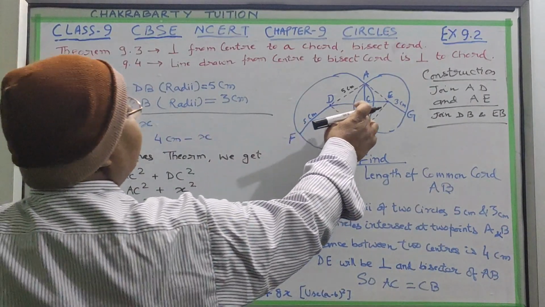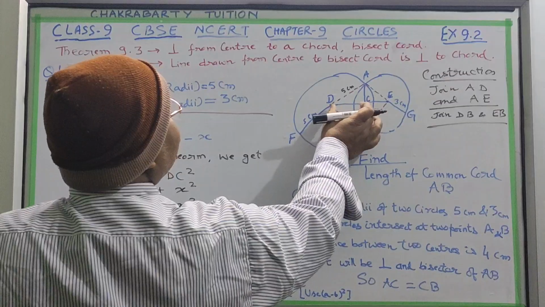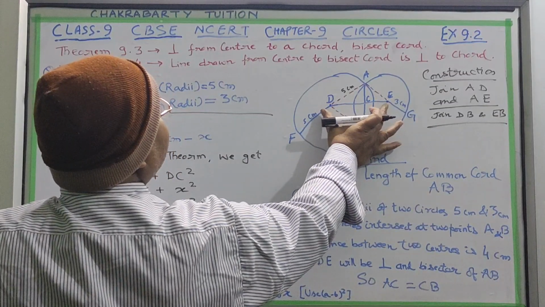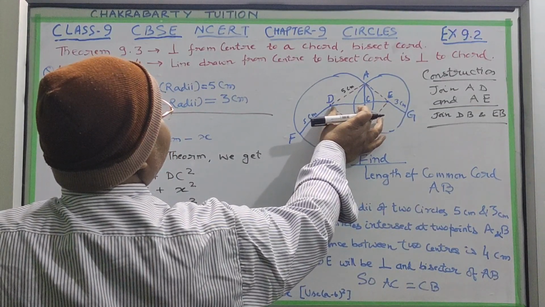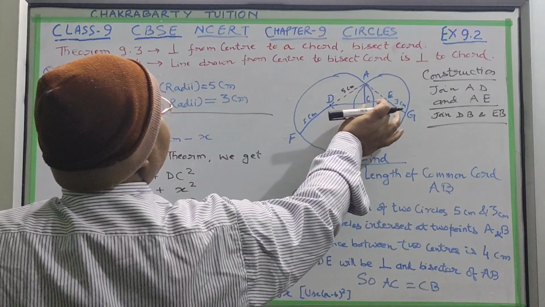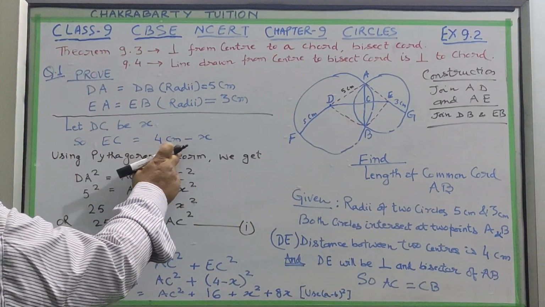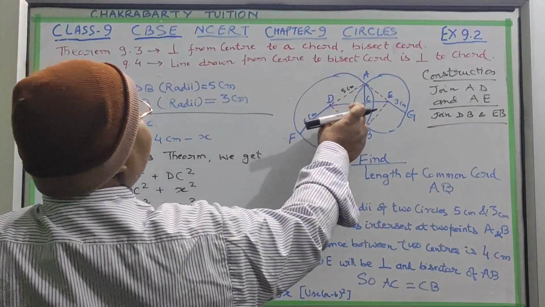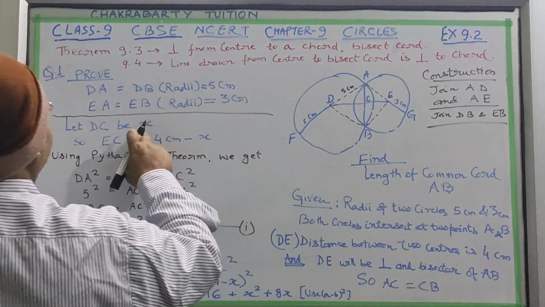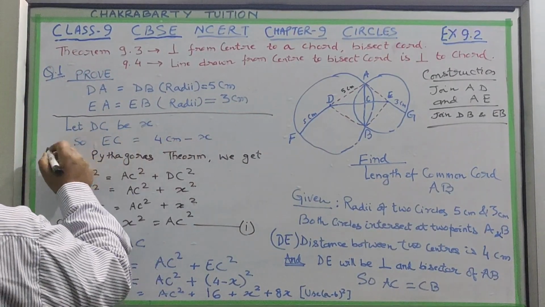So EC will be 4 minus this portion. Total is 4 centimeter. From 4 centimeter, if you reduce DC, so EC will come. So EC is equal to 4 centimeter minus DC. DC you have taken as X. So this we have proved.